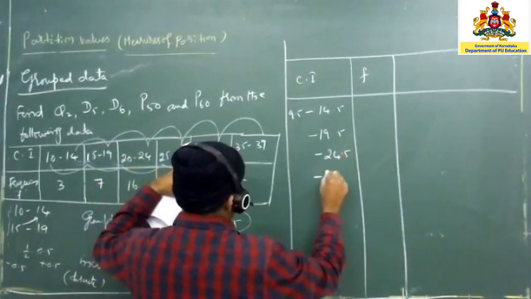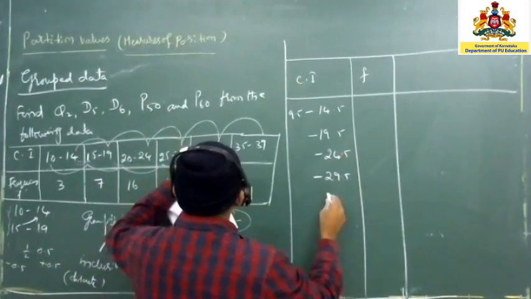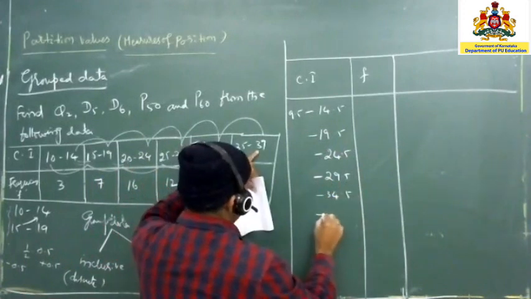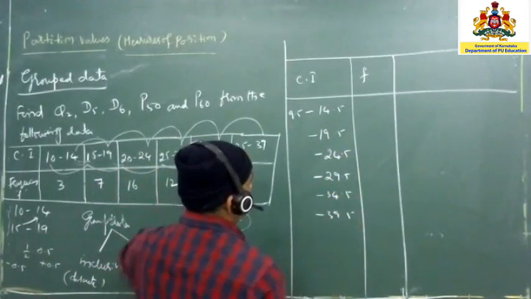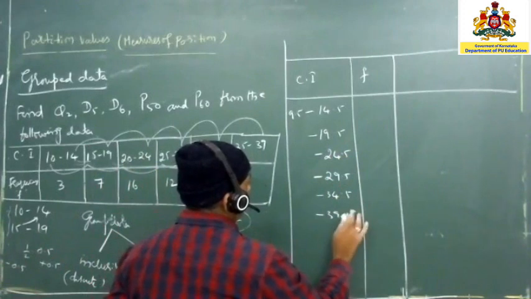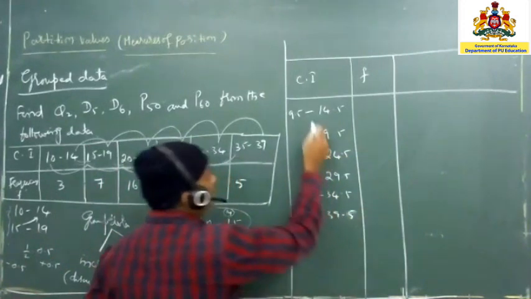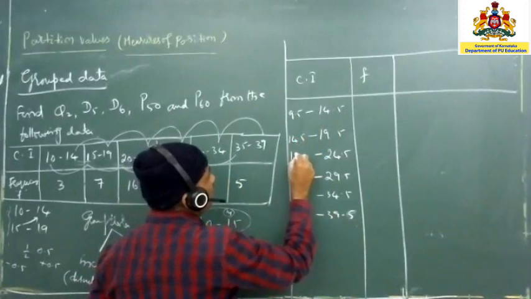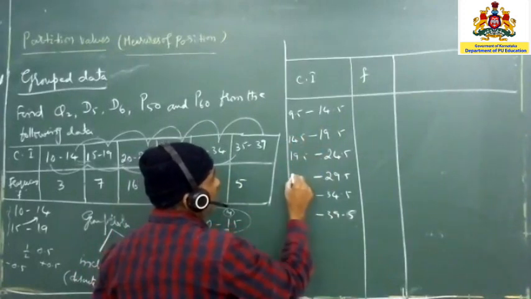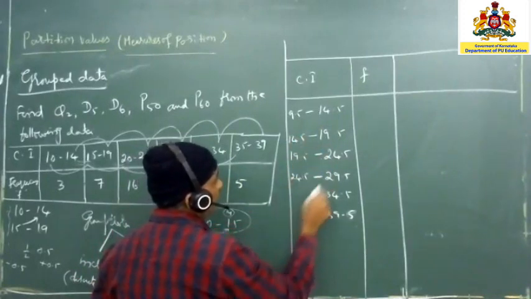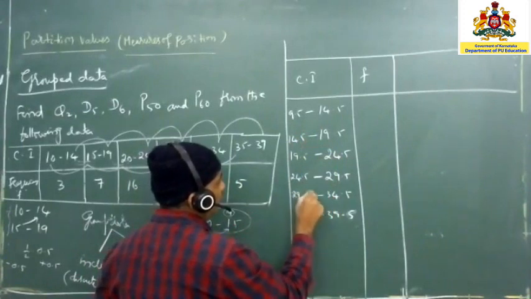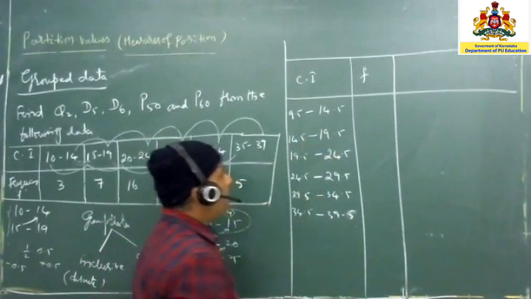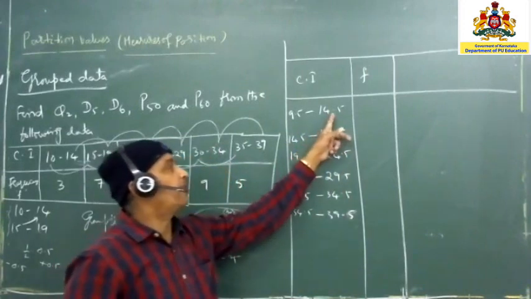Next one is 29.5. And next is 34.5. Next one is 39.5. Okay. And next, the same number you write up here. So 14.5. Next 19.5. Next 24.5 here, then 29.5. And next 34.5.